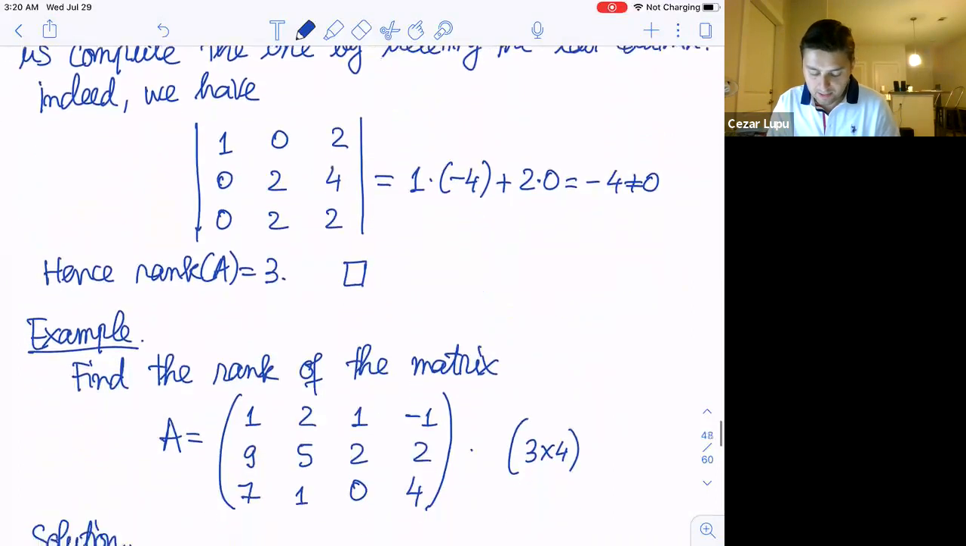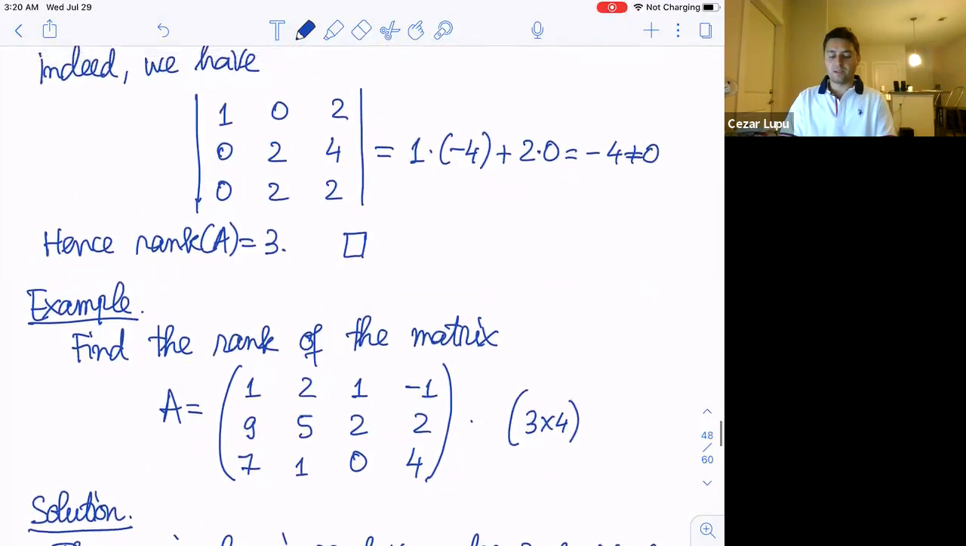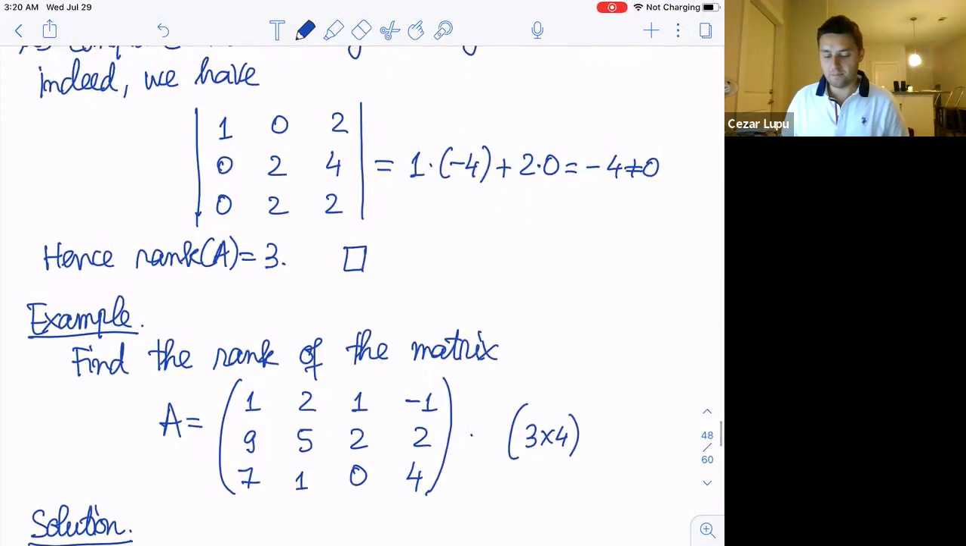All right, let's see another example. Let's look at this matrix. Again, I'm picking another 3x4 matrix, which has, as you can see, it's here.